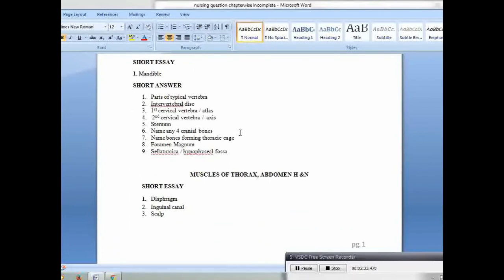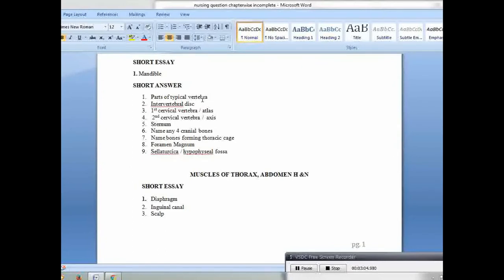You need to write the parts of mandible, what are the muscles attached to the mandible, the different foramina in this, and so on. Parts of typical vertebra. Here you need to mention about the body of the vertebra and the vertebral arch, the shape of the body, and the vertebral canal that is between the vertebral body and the neural arch or the vertebral arch. We need to mention about different processes of the vertebra.